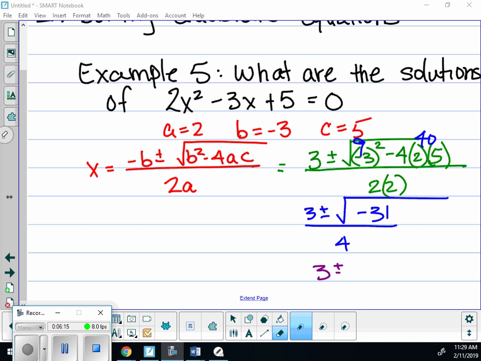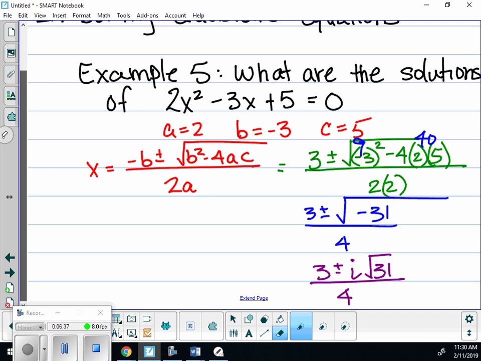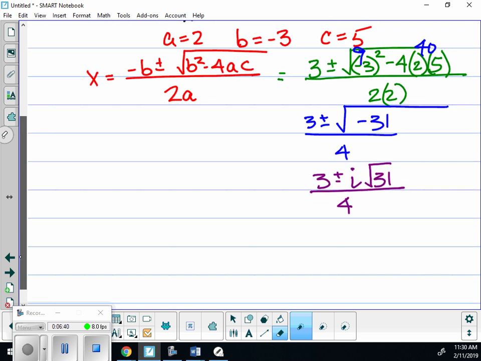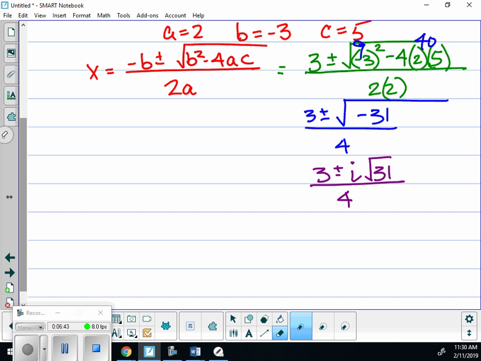We're also going to take out the i. So I'm going to do 3 plus or minus i square roots of 31. So we put an i out front and change it to a positive over 4. And those are your solutions. Now, I have been saying that we can write it like that, or we can split it up and do 3/4 plus or minus i times the square root of 31 over 4. Either one of those is fine. And there's nothing more that we can do to simplify that.